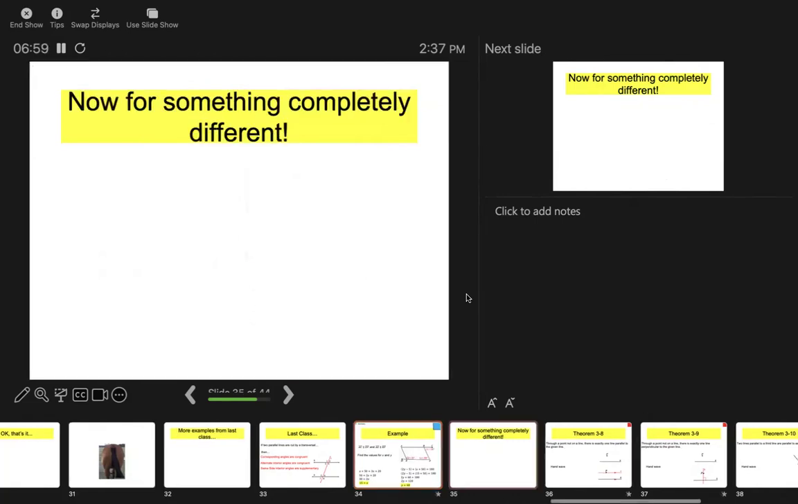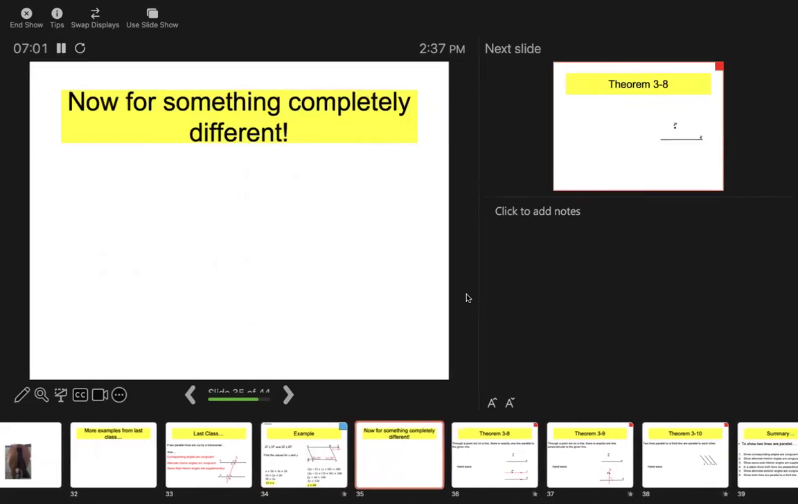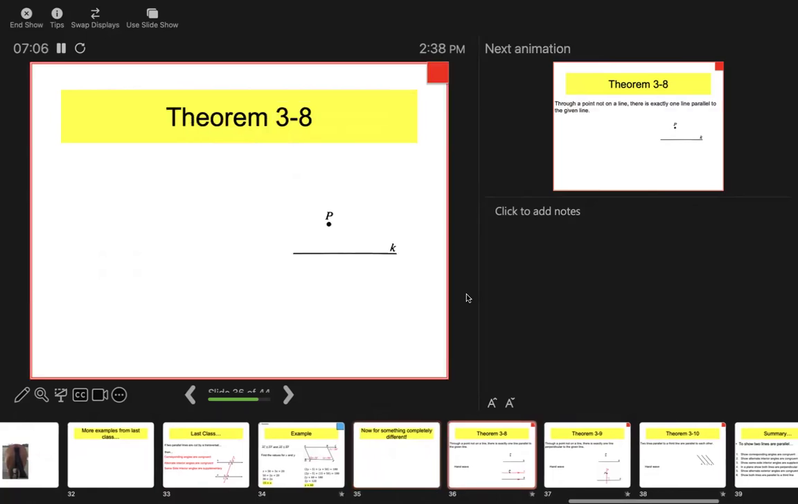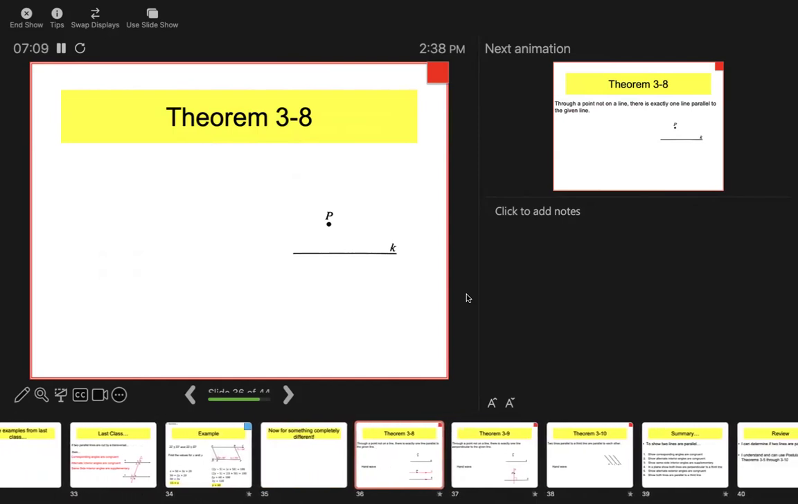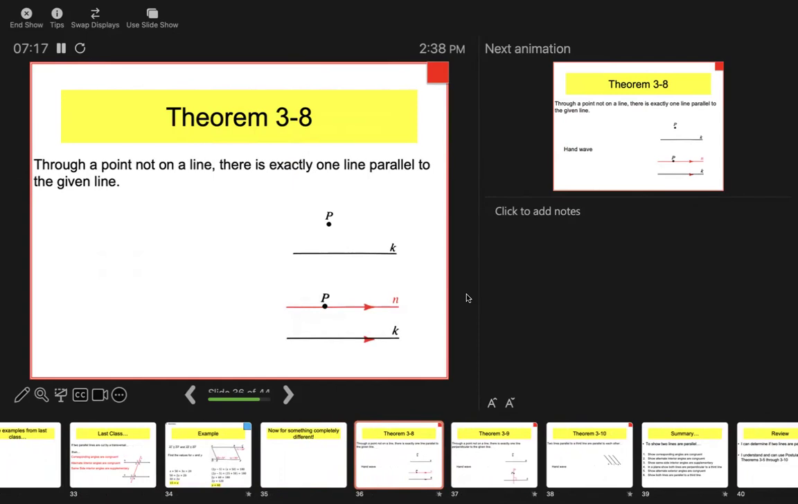Cool? All right. Basically, the last concept of the day is different than what we've done so far. This is going to be theorem 3.8. It says if you have a line and a point not on the line, there is only one line that you can draw through P that is parallel to K. I'll say that again. If you have a point and a line where the point is not on the line, there's only one line you can draw through the point, point P, that would be parallel to the given line. And that's what theorem 3.8 says.